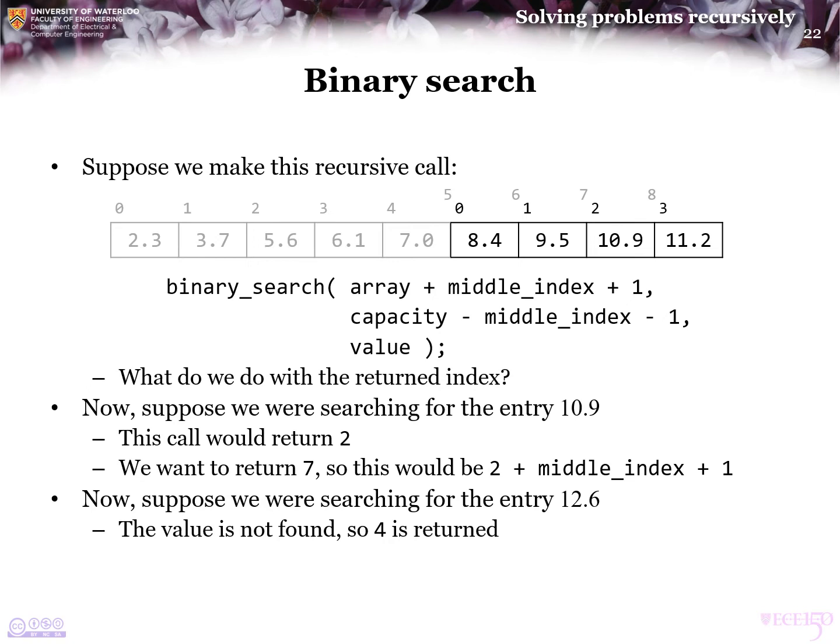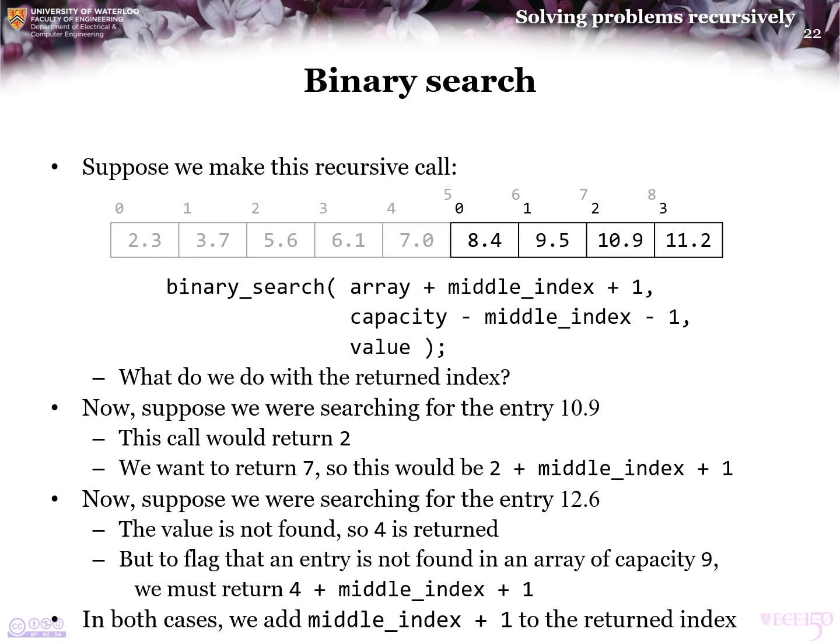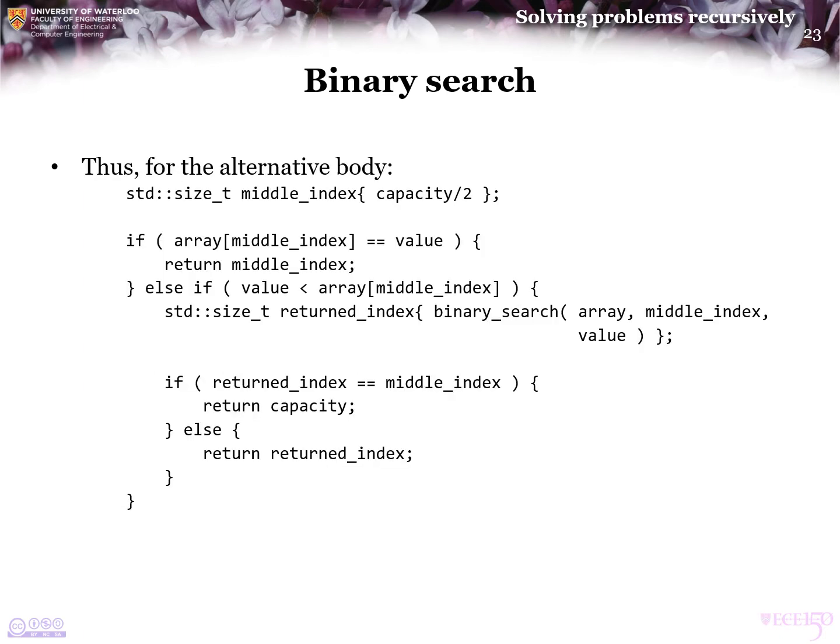However, we also want to now return a value indicating that it is not in the larger array of capacity 9. So we should actually be returning the capacity 9. Well, if we note this, we see that 9 is equal to 4 plus middle index plus 1. So whether or not the value was found or not found, in either case, we just take what was returned and add to that middle index plus 1.